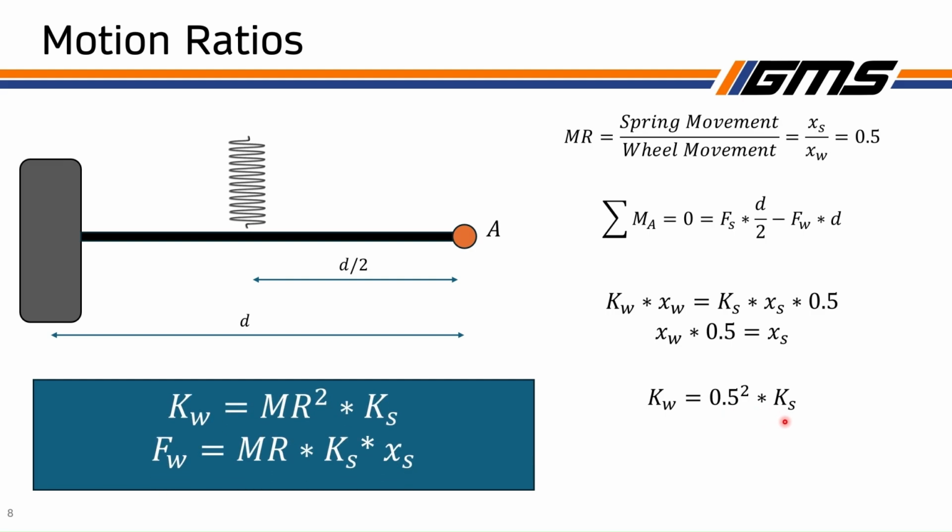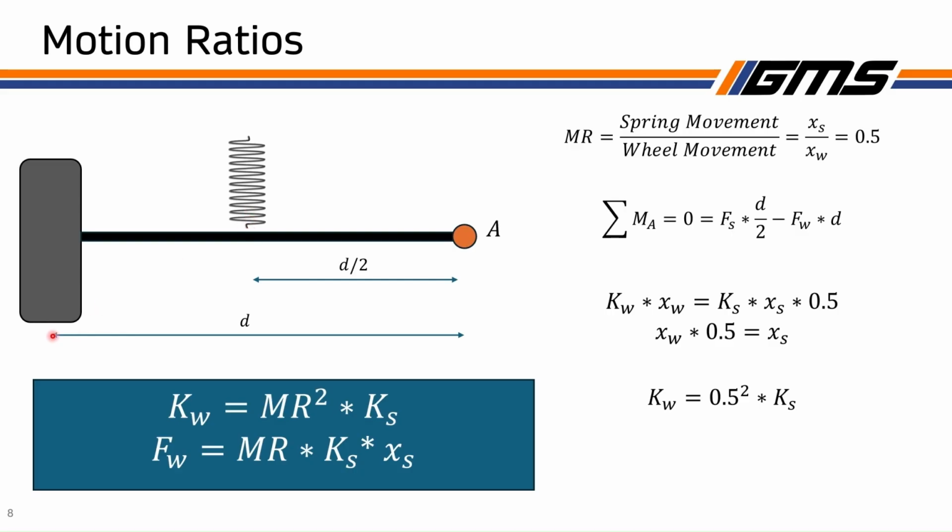And so this is really important. The effective spring rate at the wheel is going to be equal to the motion ratio squared times the spring rate that you put on there, right? The reason that it's squared, obviously we showed it mathematically, but an intuitive way to think about it is the wheel is going to be twice the distance away from A. So the force here is going to be doubled when it gets here, right? But this one moves half as much as this one does.